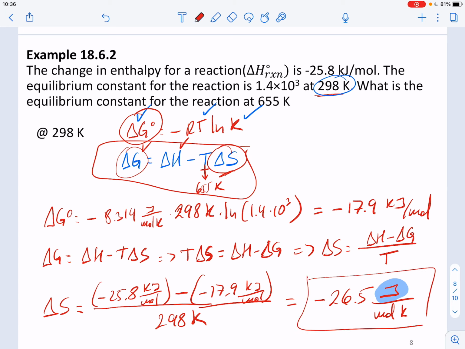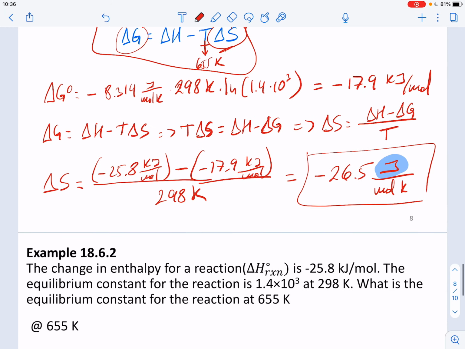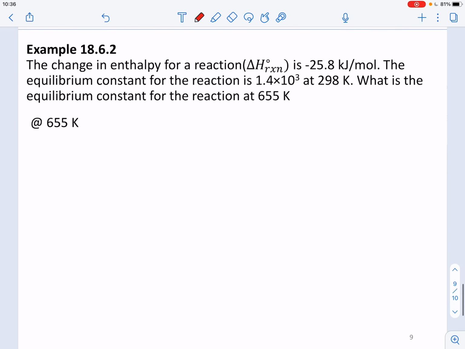Alright? And with delta S and delta H, we can calculate delta G at a different temperature. So that's the next step. At 655 now, delta G is going to be delta H minus T delta S. Remember, we are assuming that delta H and delta S do not change with temperature, which is not correct, but simplifies our lives.